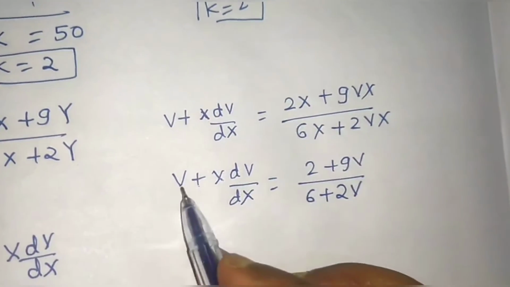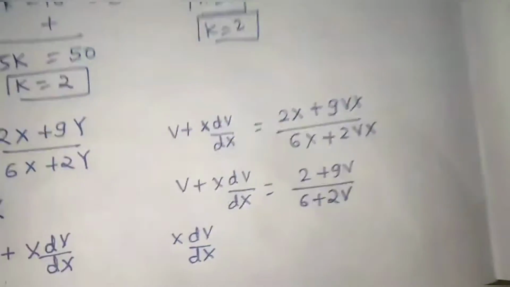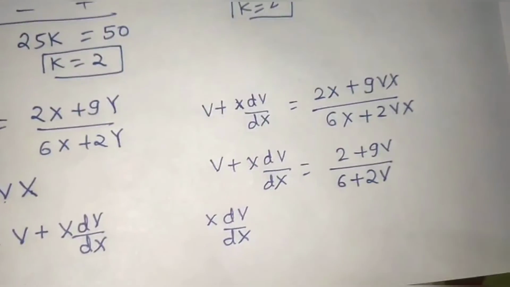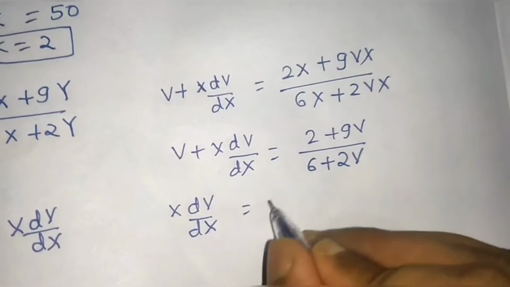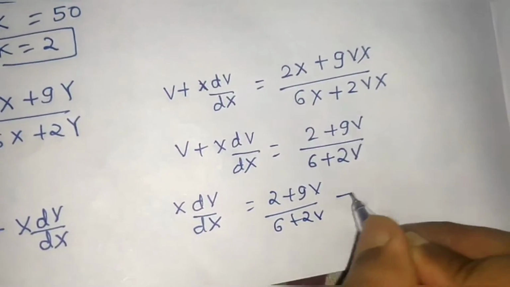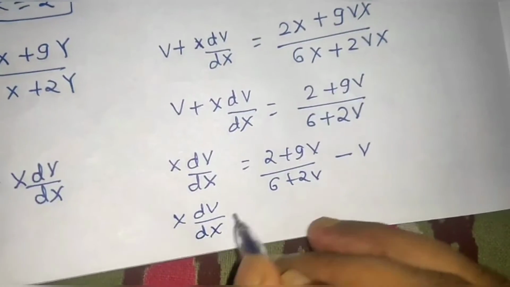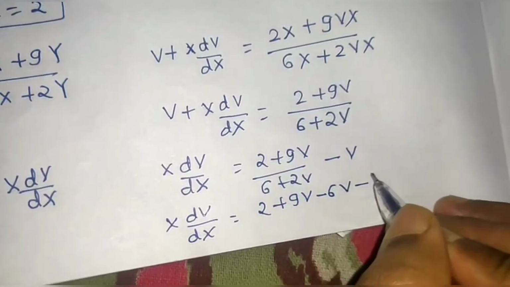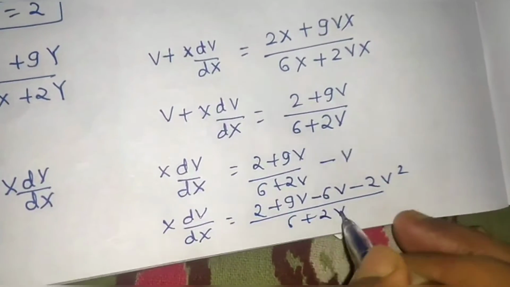Now you can take this v to that side. So x dv by dx, we are slowly moving towards variable separable now. This is homogeneous. Homogeneous, as you all know, is converted to variable separable. So we are moving towards that. So 2 plus 9v divided by 6 plus 2v minus v. So x dv by dx is 2 plus 9v minus 6v minus 2v square divided by 6 plus 2v.